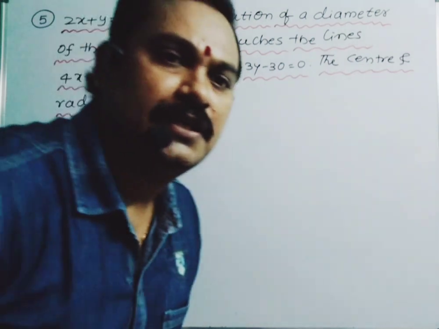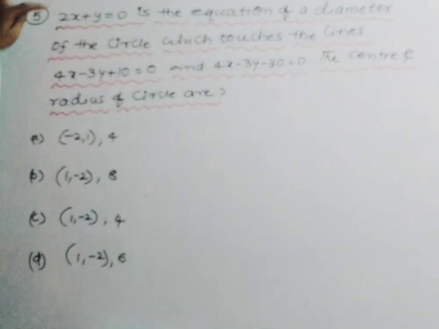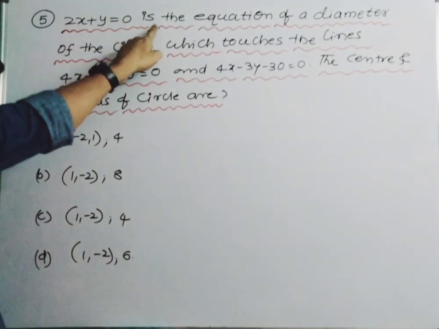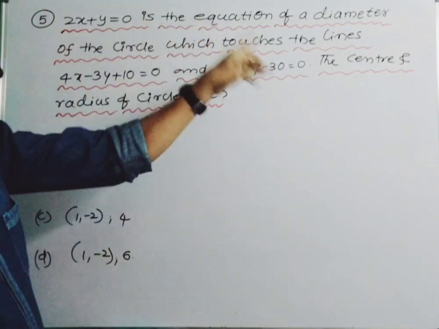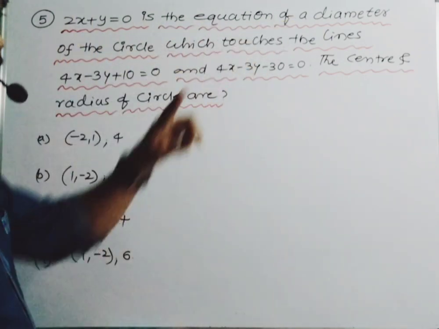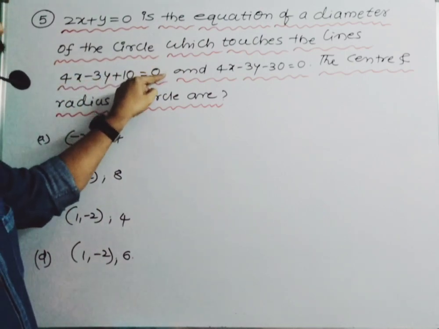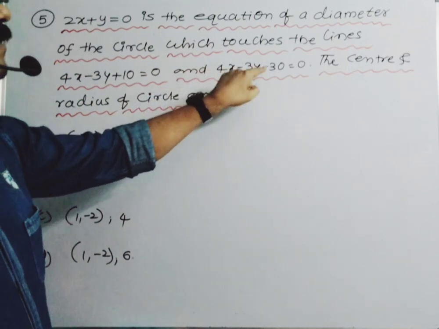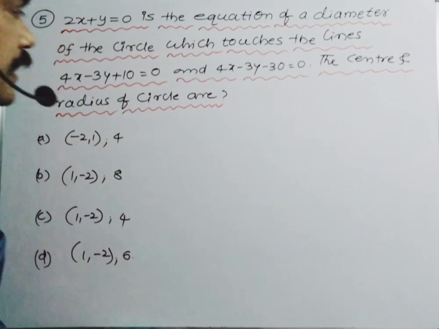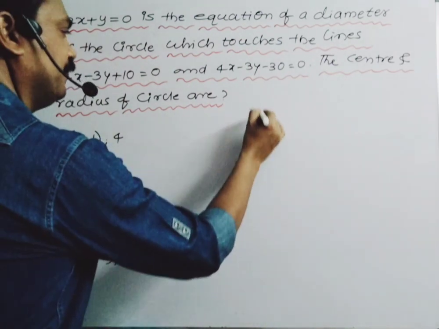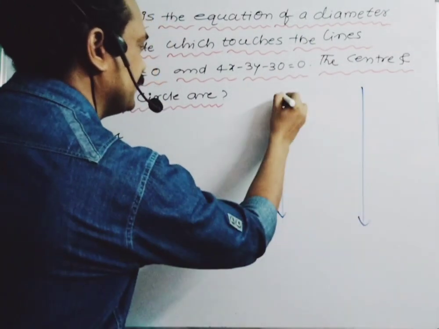Okay, dear students, let's move on to our fifth question. 2x plus y equals 0 is the equation of the diameter of the circle which touches the lines 4x minus 3y plus 10 equals 0 and 4x minus 3y minus 30 equals 0. Then the center and radius of the circle are? Okay. Chalo. These are two tangents.